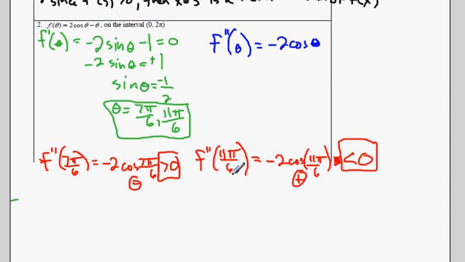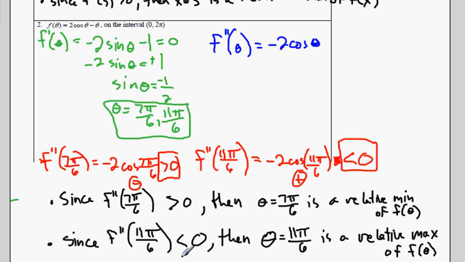Okay, so if I know the second derivative is positive, then I know I'm going to have a relative min. And if I know it's negative, I know I'm going to have a relative max. So let's write those up. At 7 pi over 6, I'm going to have a relative min of the original function. Why? Because the second derivative is positive. And at 11 pi over 6, I'm going to have a relative max because the second derivative is negative.